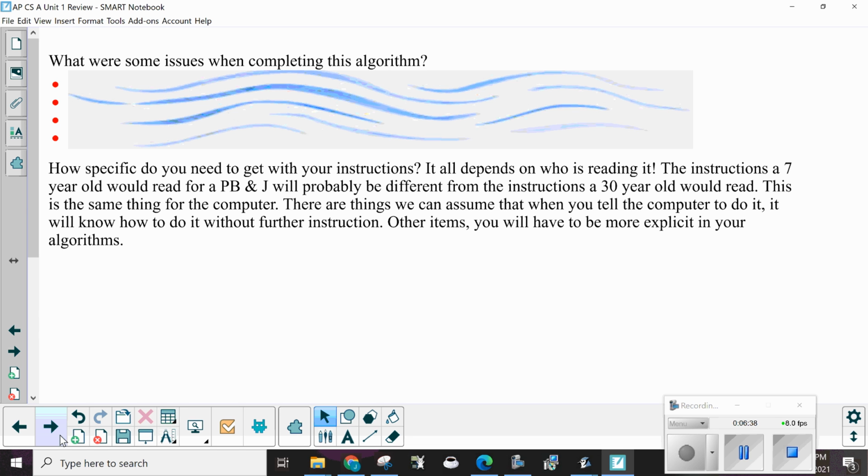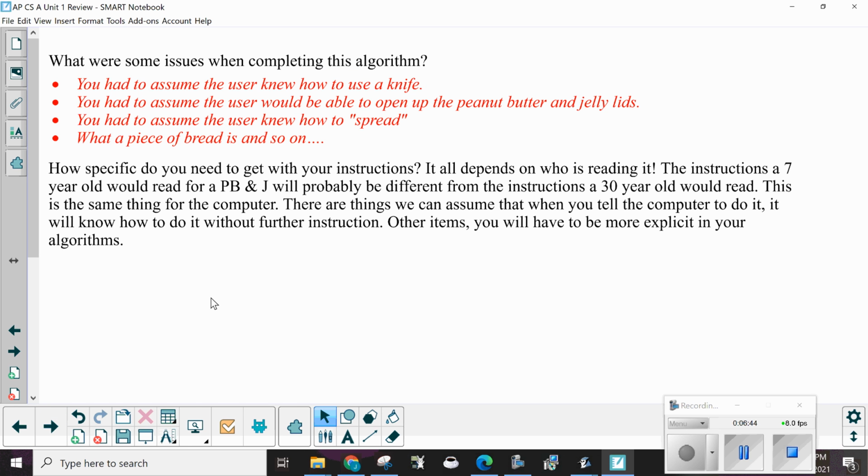Well, we had issues. Remember the poor little boy? He got so frustrated with Dad. Okay? Issues. You had to assume that the user knew how to use a knife. You had to assume the user would be able to open up the peanut butter and jelly lids, and that you assumed that they knew to do that. You had to assume the user knew how to spread. And you needed to know what a piece of bread is and how much was enough.